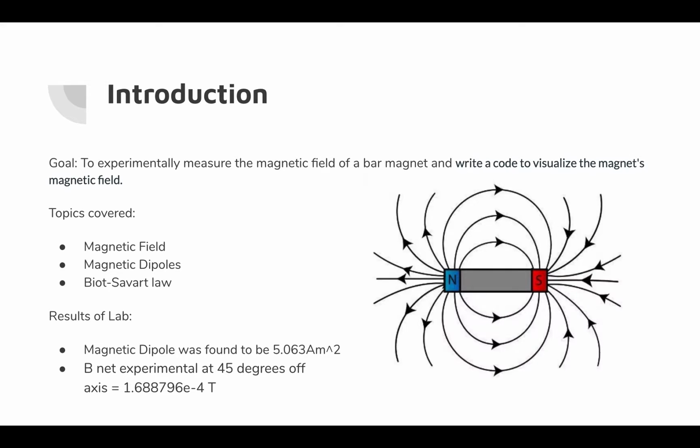In this lab, I experimentally measured the magnetic fields of a bar magnet using a magnetometer application on my cell phone, and then I used GlowScript to write a code that represented the magnet and the magnet's magnetic field that it actually represented.